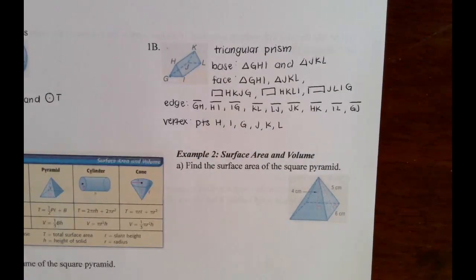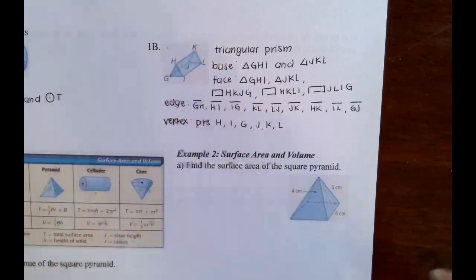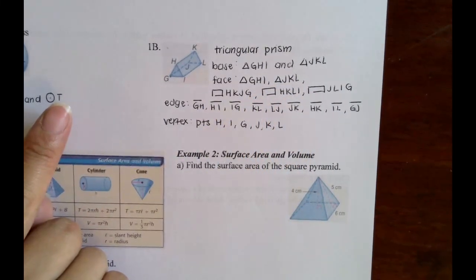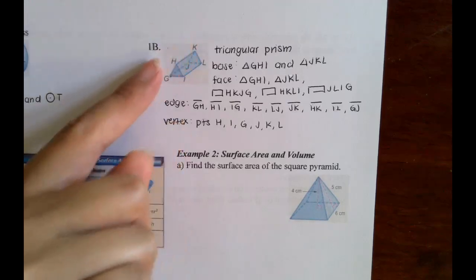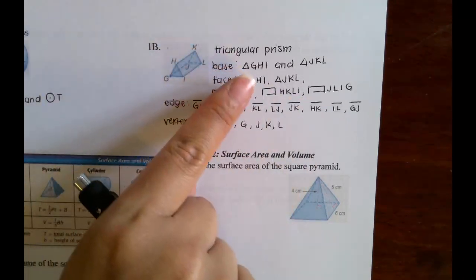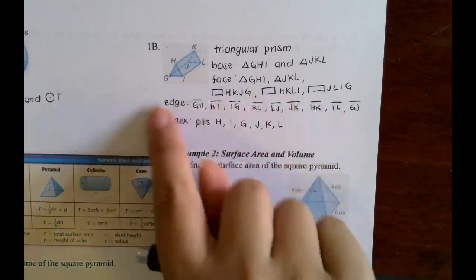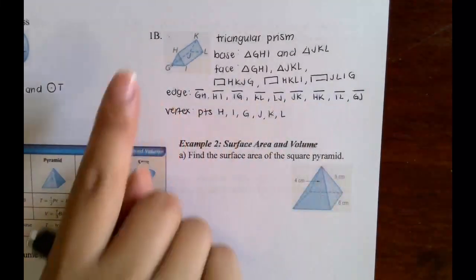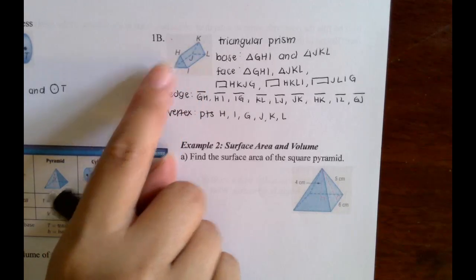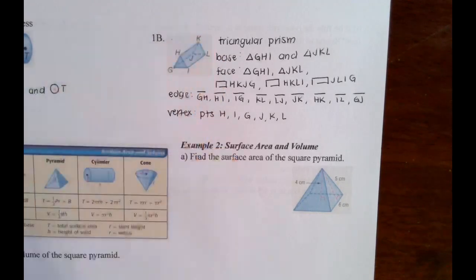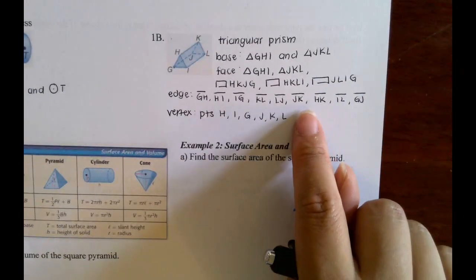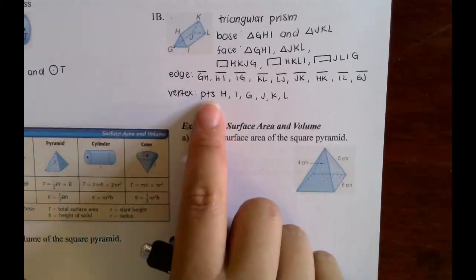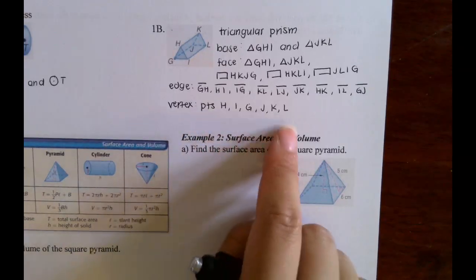Okay. So my bases are triangle GHI here and triangle JKL. So the faces include those two bases as well as HKJG, which is this left side here, HKLI, which is this right side, and then rectangle JLIG, which is the bottom part. Okay. The edges, or the lines forming it, are GH, HI, IG, KL, LJ, and JK. Those form the triangles, and then the parts that connect the triangles are HK, IL, and GJ. Okay. The vertices or corners are points H, I, G, J, K, and L.